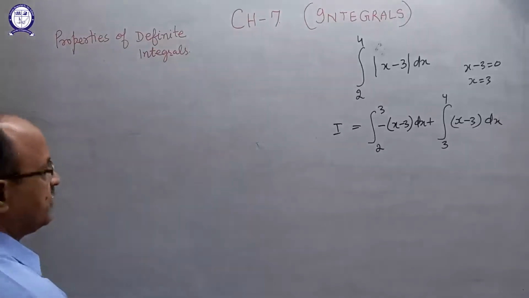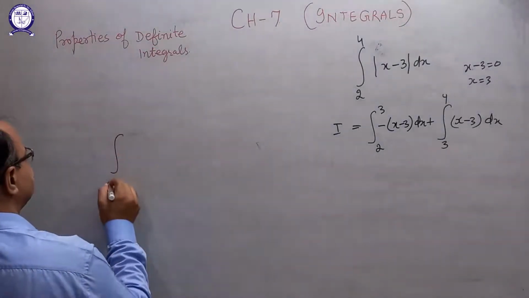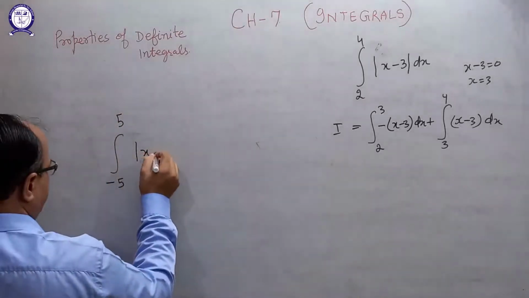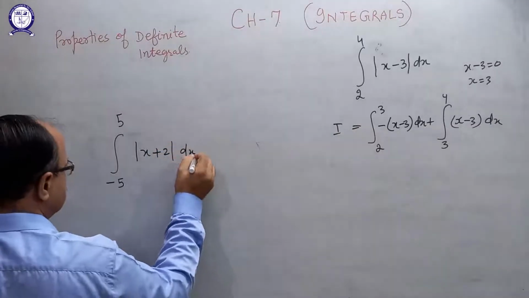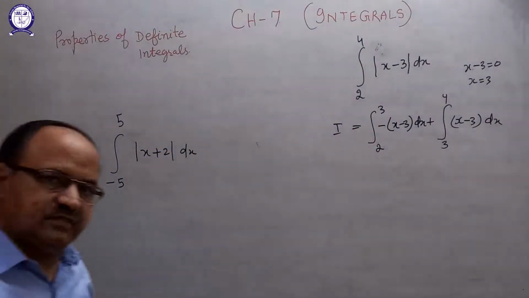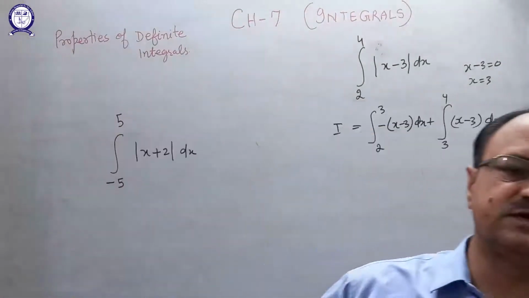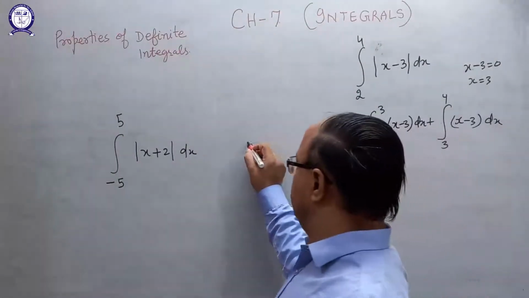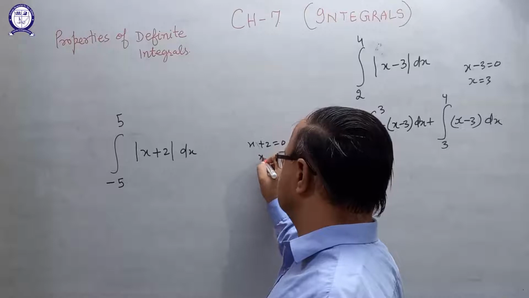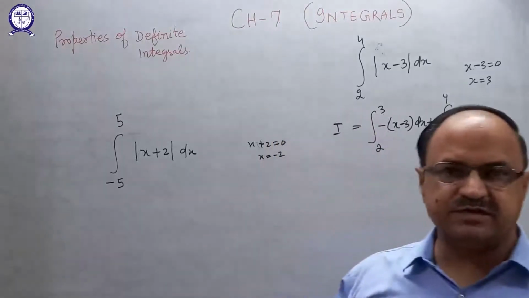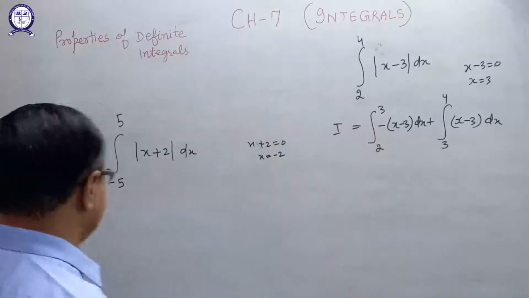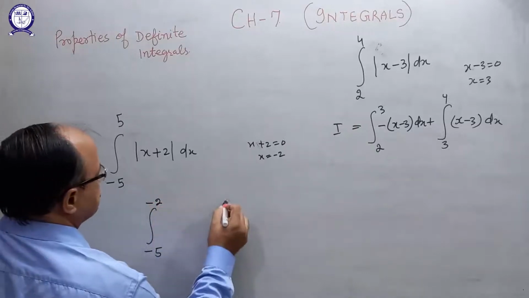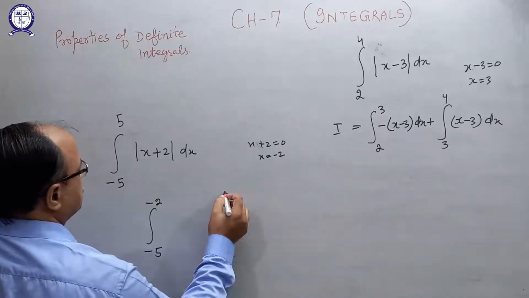Now we take another example of modulus function: integration minus 5 to 5, mod of x plus 2 dx. Can you tell me the turning point of the modulus function? Put x plus 2 equal to 0, then x is equal to minus 2. It means minus 2 is the turning point. You can write like this: minus 5 to minus 2 and minus 2 to 5.